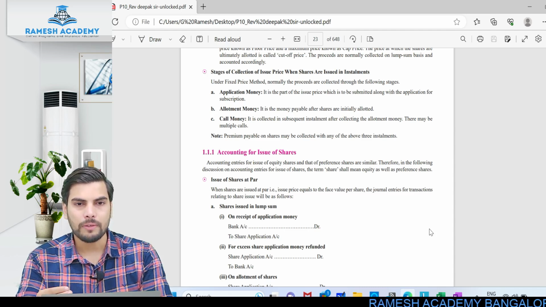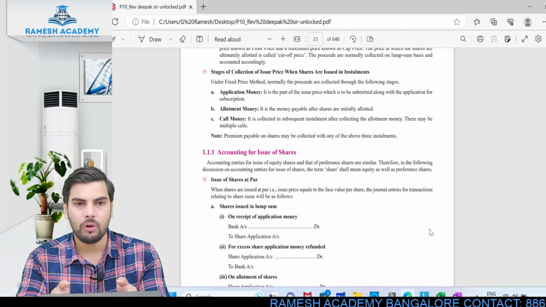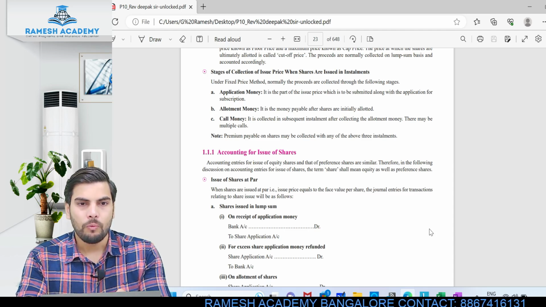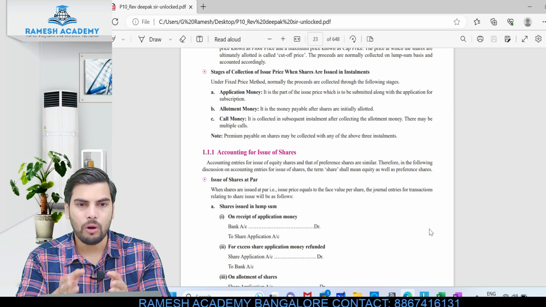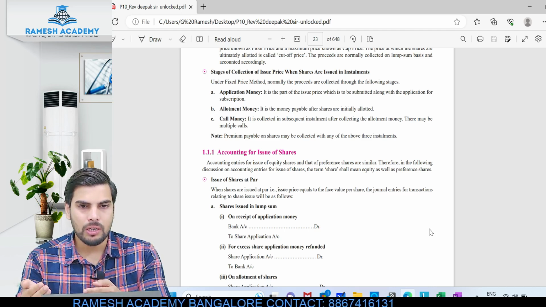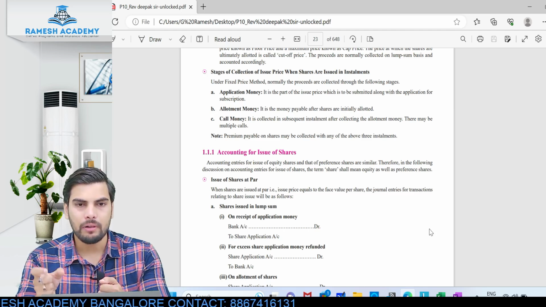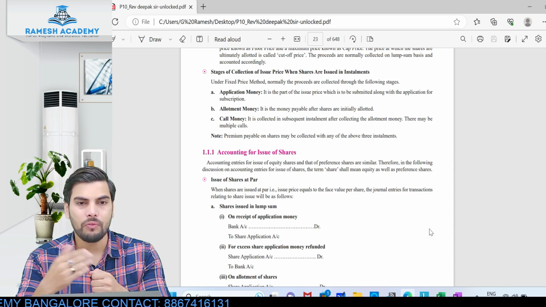Okay, so what are we supposed to do when it comes to pro rata allotment? When it comes to refunding this excess application money, we have already discussed in the previous class. When I receive the application money, the entry which I'll be passing would be bank account debit to share application account. When I'm refunding this excess application money back to the shareholders, the entry would be exactly the reversal of this: share application account debit to bank account. This would be the entry in case of refund.